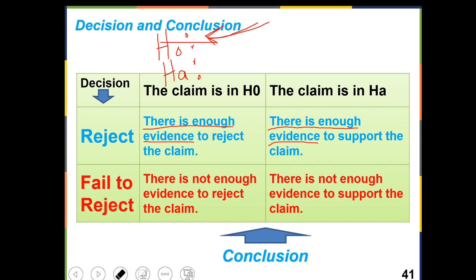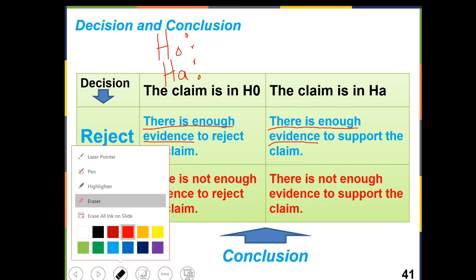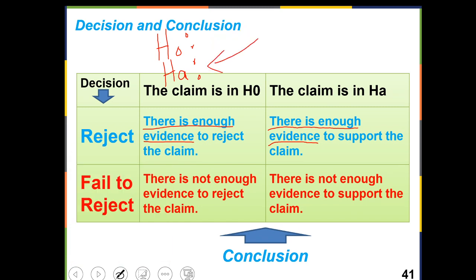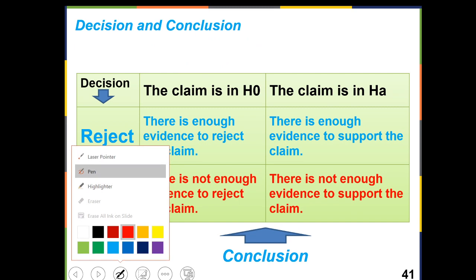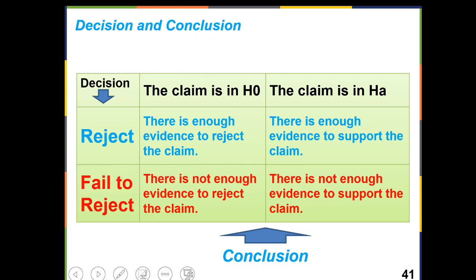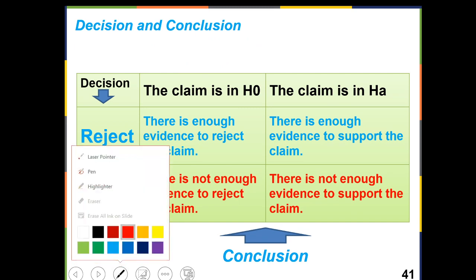But if the claim is in the alternative hypothesis and you reject the null hypothesis, then you're actually supporting the claim. So if the claim is here and you reject the null hypothesis, you say there is enough evidence to support the claim.